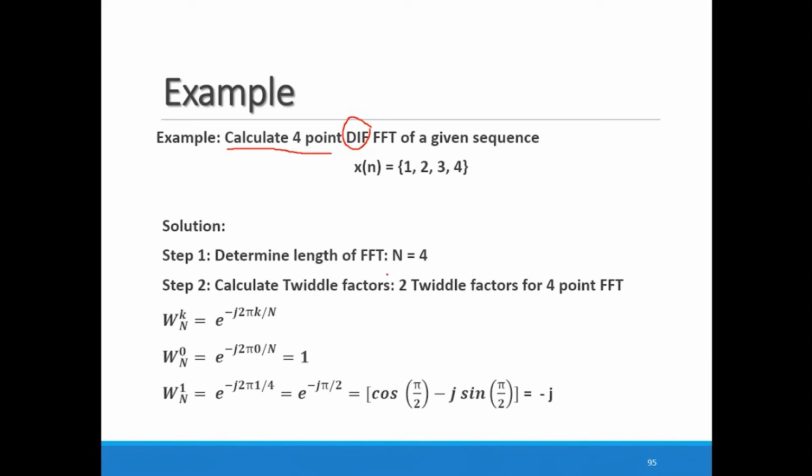Okay, so here now we are doing this: calculate the 4-point DIF FFT of a given sequence. The sequence is x of n: 1 2 3 4. Your steps 1 and 2 are similar. You have to determine the length. You have to calculate the twiddle factors. As this is a 4-point sequence, whatever sequence length is given, divide by 2 gives the number of twiddle factors required. If 8-point, then 8 divided by 2, 4 twiddle factors are required. So here, whatever twiddle factors we calculated in the last example, the same are applicable: 1 and -j.